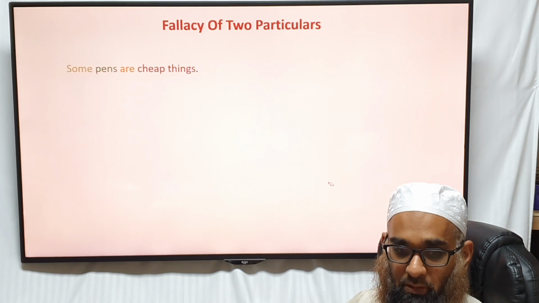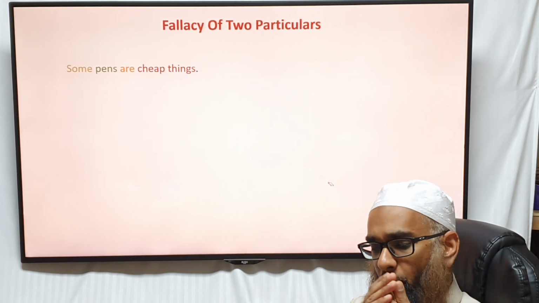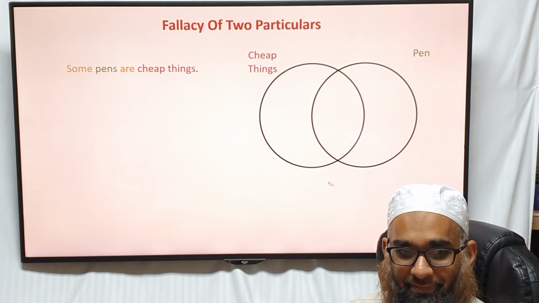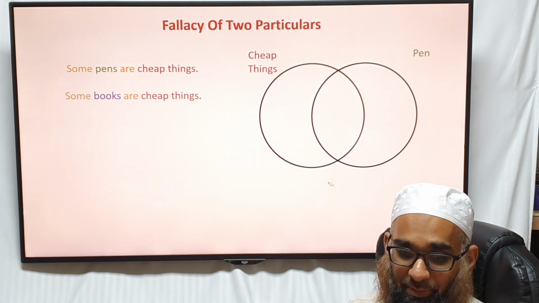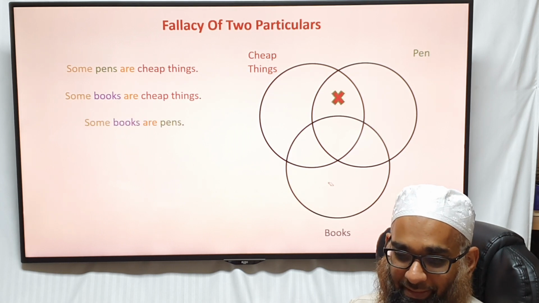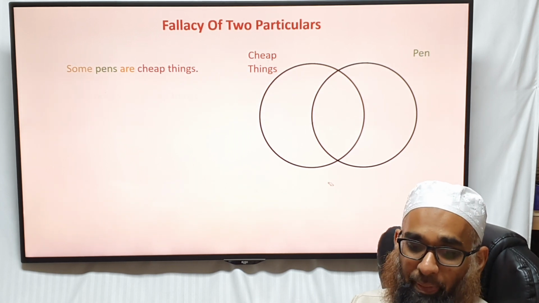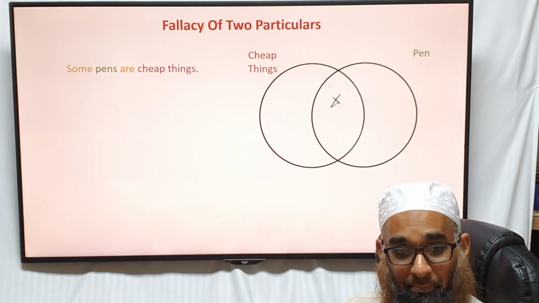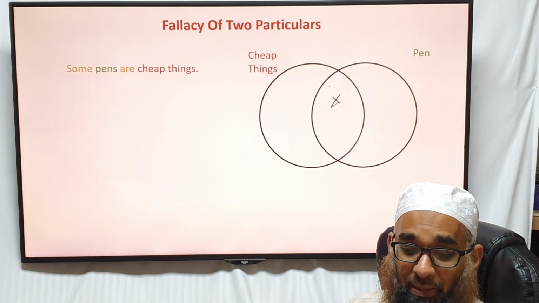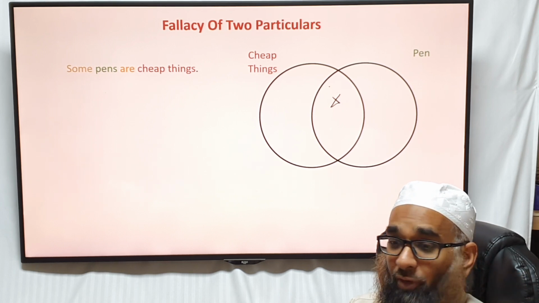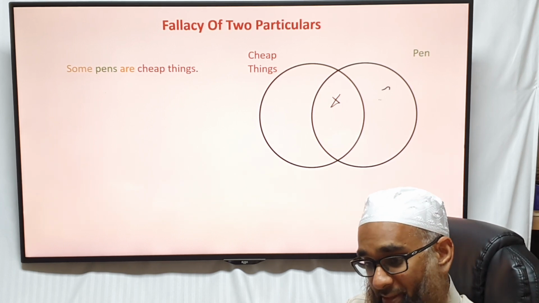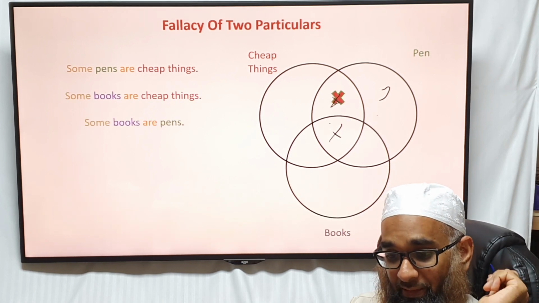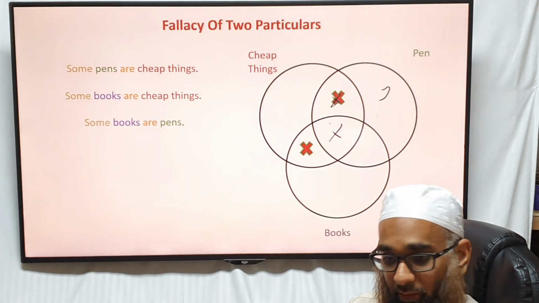If you've got two particulars, so some pens are cheap things, what will happen now here? You don't know anything. If you go here, for example, some pens are cheap things, so we know that some exist in here, right? But we don't know if some pens are not cheap things. We don't know about this. Then some books are cheap things, so we know that some fall in here.